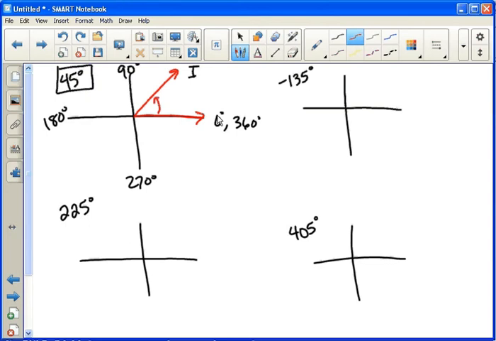Again, it goes 1, 2, 3, and 4. Goes counterclockwise, just like the positive angles.